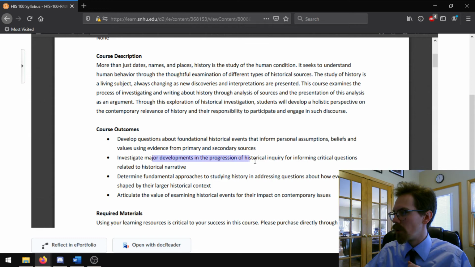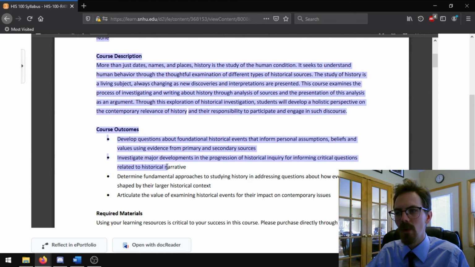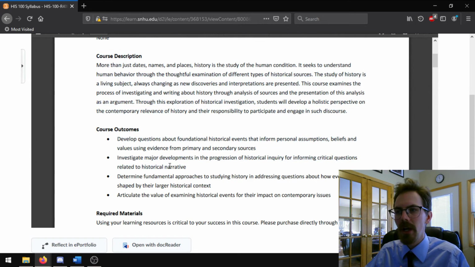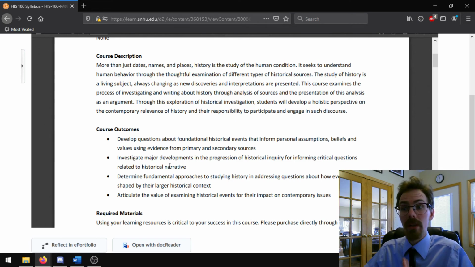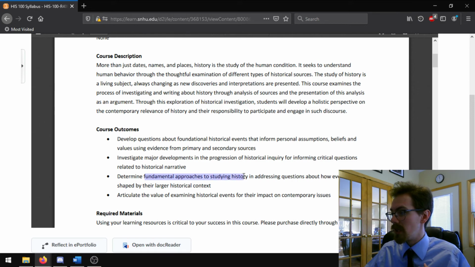Major developments and progression of historical inquiry. That's a good one right there. Again, why did something happen, and why does it inform our critical questions related to a historical narrative? A historical narrative, and you'll encounter this term throughout this course, basically means the story that we are telling. And we want to determine the fundamental approaches of studying history.